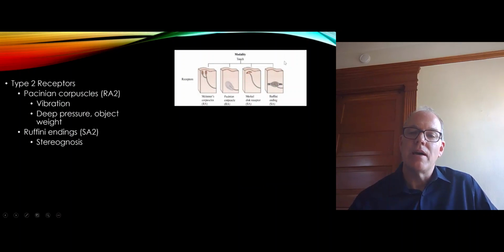Now we can see here the type 2 receptors are deeper. So here's a Pacinian corpuscle and the Ruffini endings. The Pacinian corpuscles are most sensitive to vibration, especially lower frequency vibration. They're sensitive to deep pressure, and also the ability to detect the weight of an object.